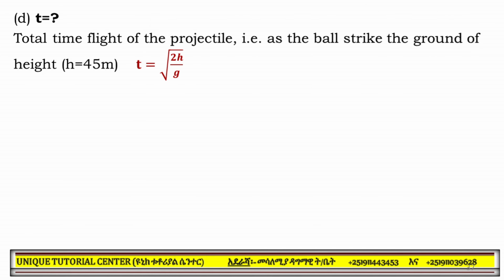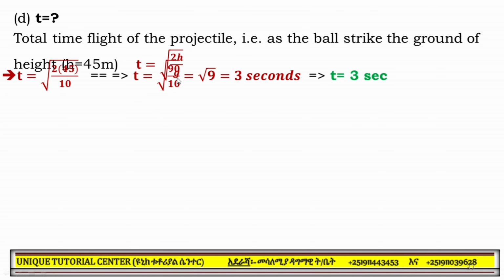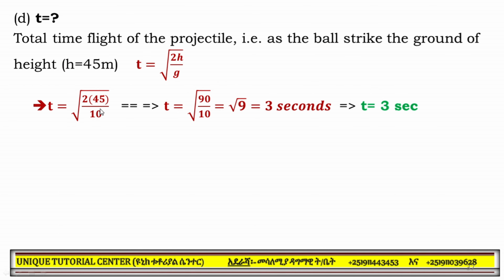So the total time it takes: we have the equation t equals root of twice h over g, obtained using h equals half times gt squared. The height of the building is 45 meters, so we resubstitute that. Twice 45 over 10 is 90 over 10, which gives 9 under the root. The root of 9 is 3 seconds. So the total time taken for the projectile to strike the ground is 3 seconds.